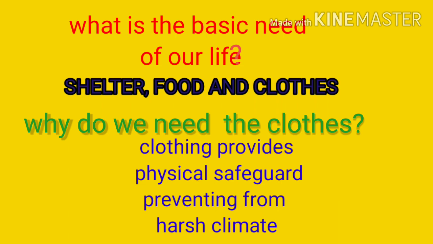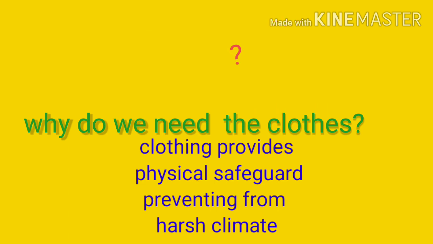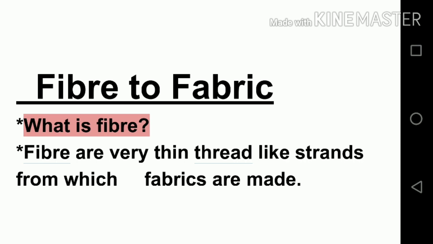So students, what do we mean by physical safeguard? It means protecting us from heat, rain and cold. Now we understand why we need clothes. Now, what are these clothes made of? These clothes are made of fabric. What is this fabric made of? This fabric is made of fiber. So now the question is, what is fiber?